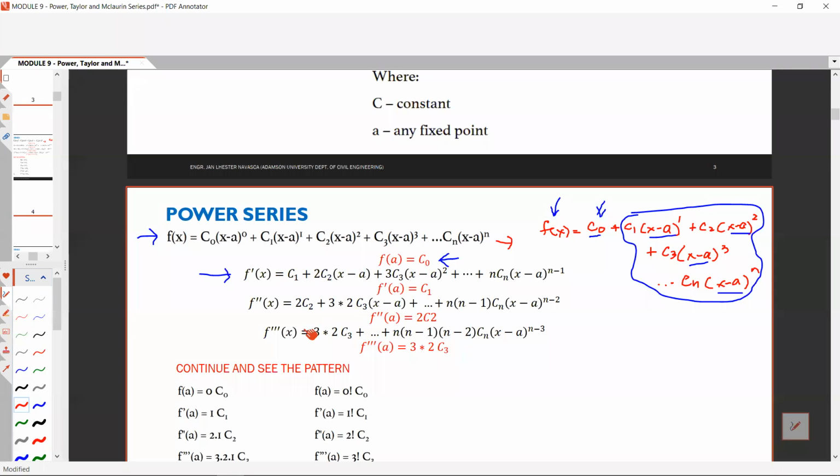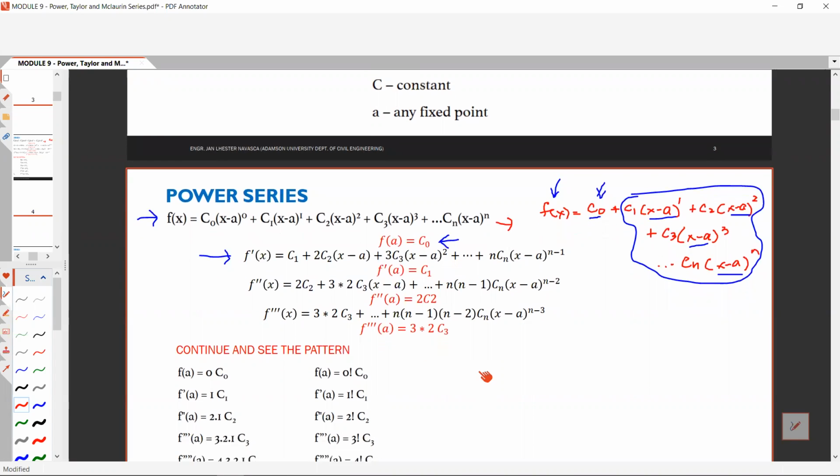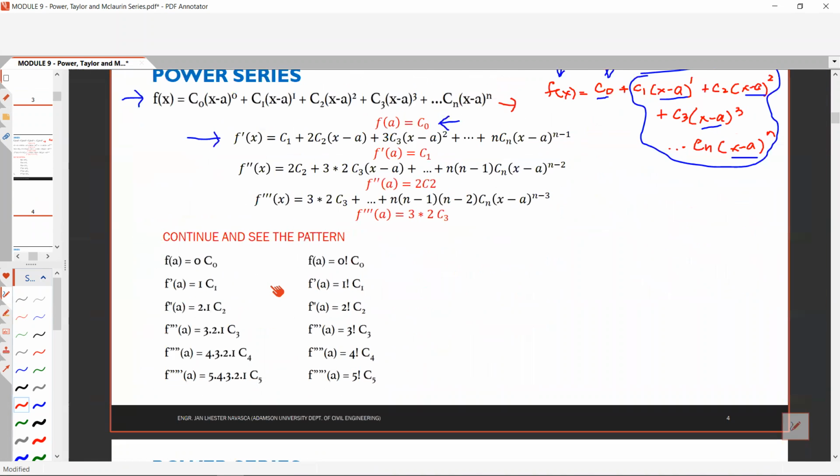Okay, so take the third derivative again. You have this term, and letting x equal a, you have this value of c sub 3. So kung mapapansin nyo, if you can see the pattern, meron siyang 2, sunod 3 times 2, sunod 4 times 3 times 2 times 1, sunod 5 times 4 times 3 times 2 times 1. So factorial siya. Okay? So ganito siya.